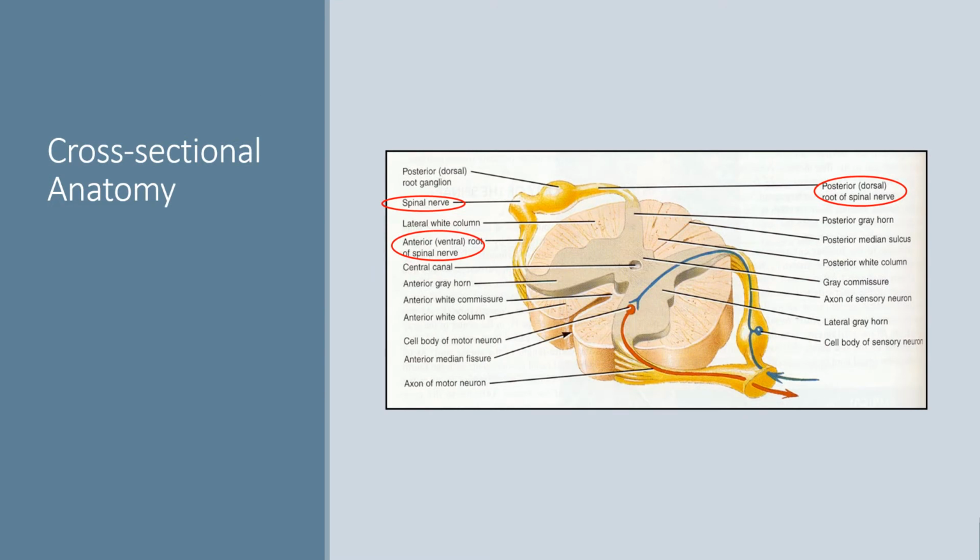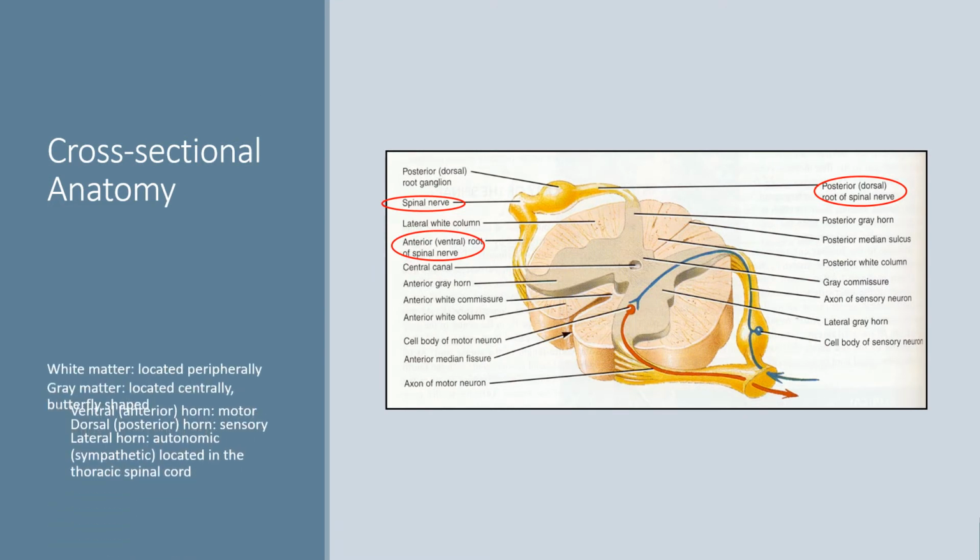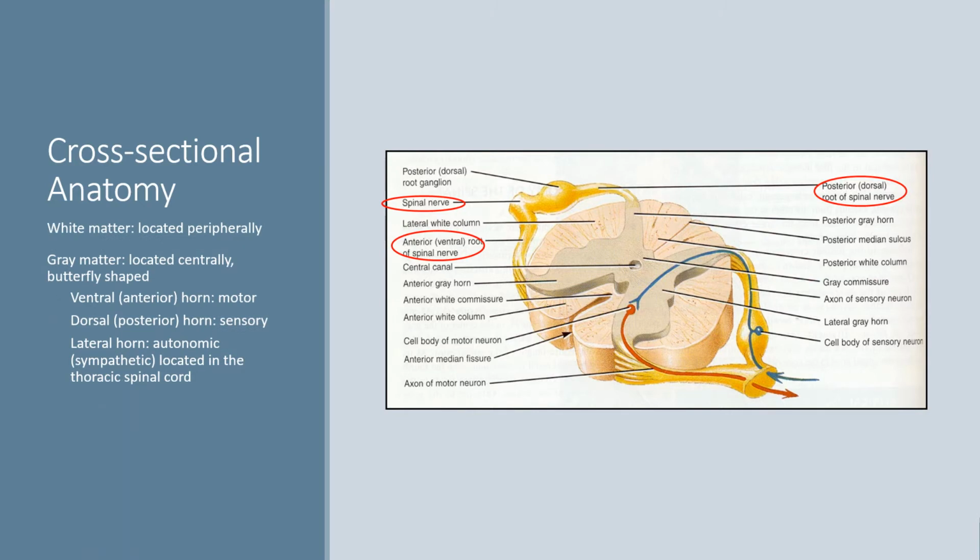Let's start by talking about the cross-sectional anatomy of the spinal cord. Now, as you can recall from one of our previous lectures, the white matter in the spinal cord is located peripherally. The gray matter is located centrally. The gray matter in the spinal cord is butterfly-shaped, like this, and there are different sections. The two main sections are the ventral horn and the dorsal horn.